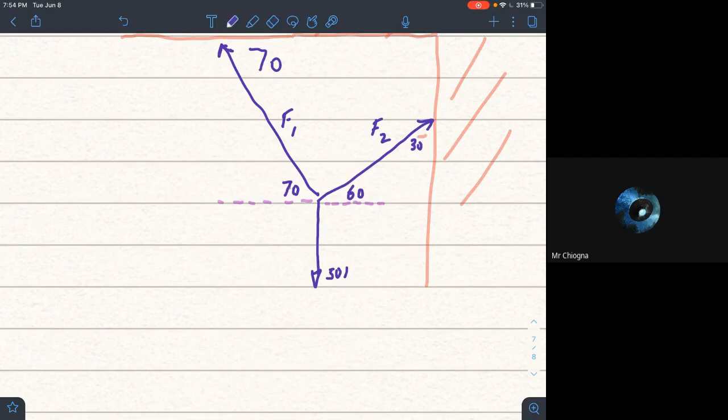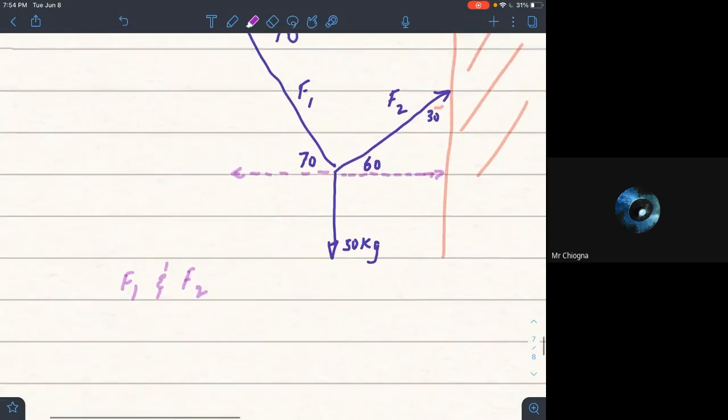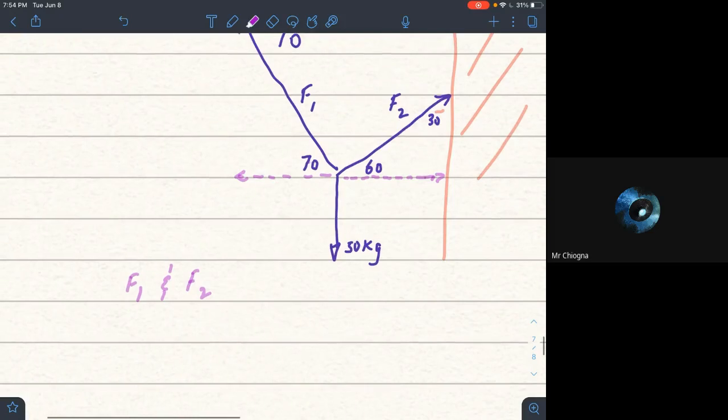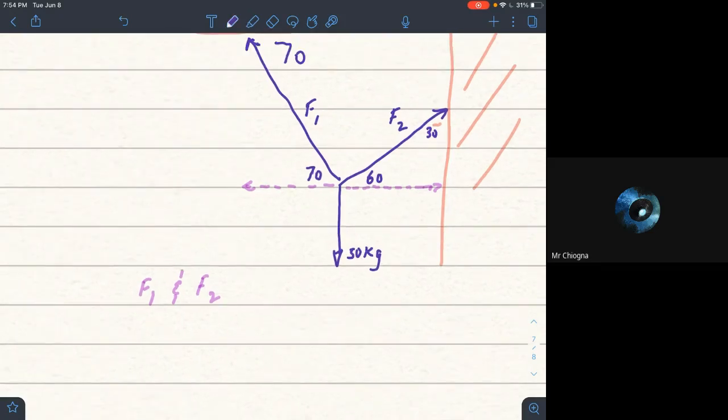So the question is, what do I do next? Well, what you're after is balancing this. You're trying to find F1 and F2, or just one of them. It's just one of them. You'll still have to include both in your equations. Actually, I'll draw it out. What you're trying to find then is the components.